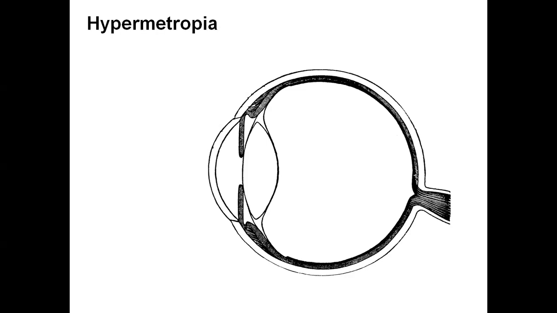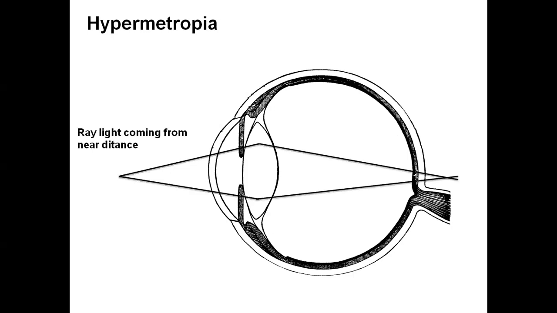So how is this defect created? The light rays coming from a near distance and passing through the lens are not focused on the retina, but are focused behind the retina. This defect arises either because the focal length of the eye lens is too long or the eyeball has become too small. So what is the correction?